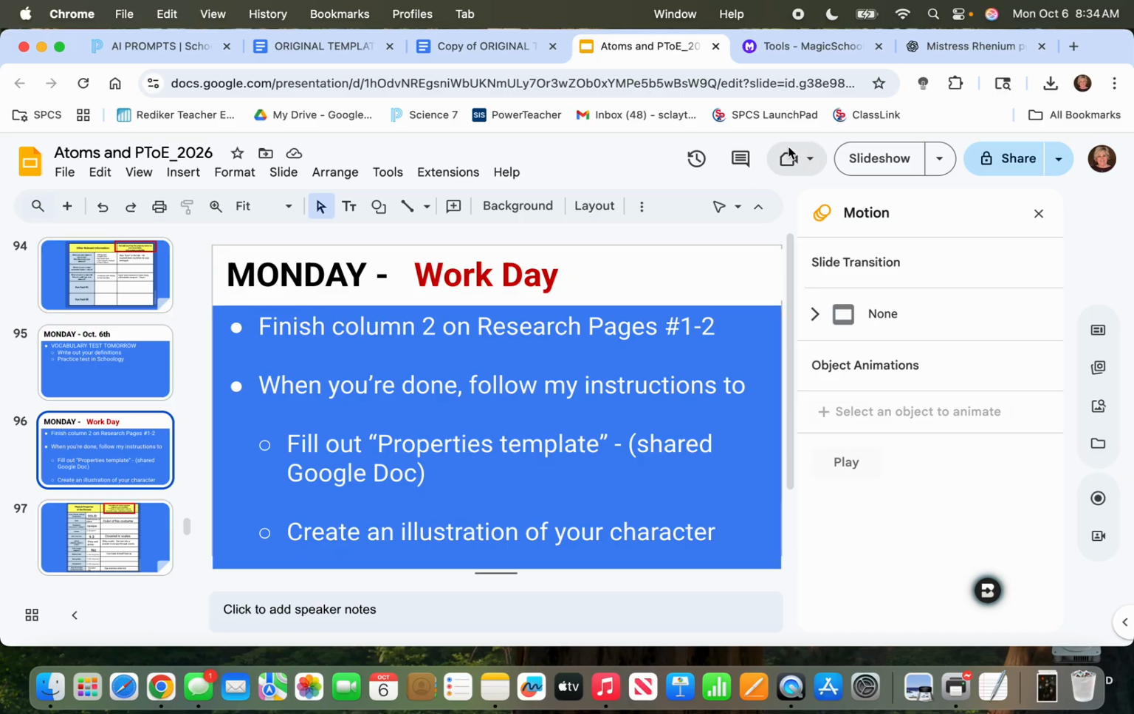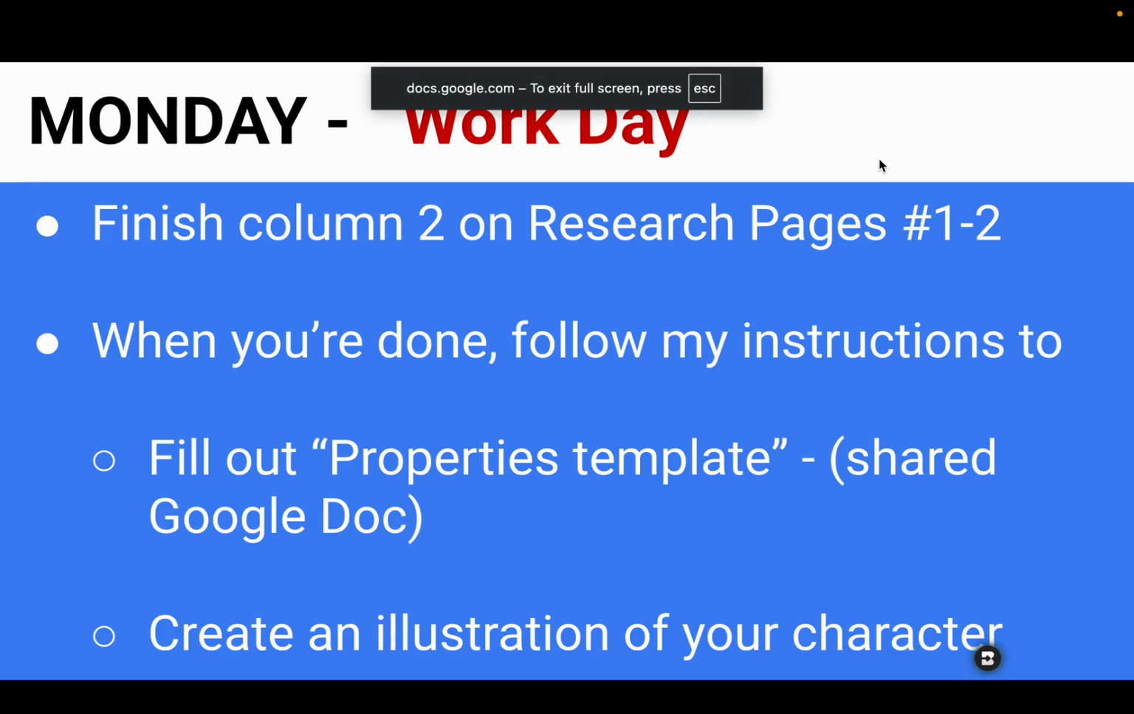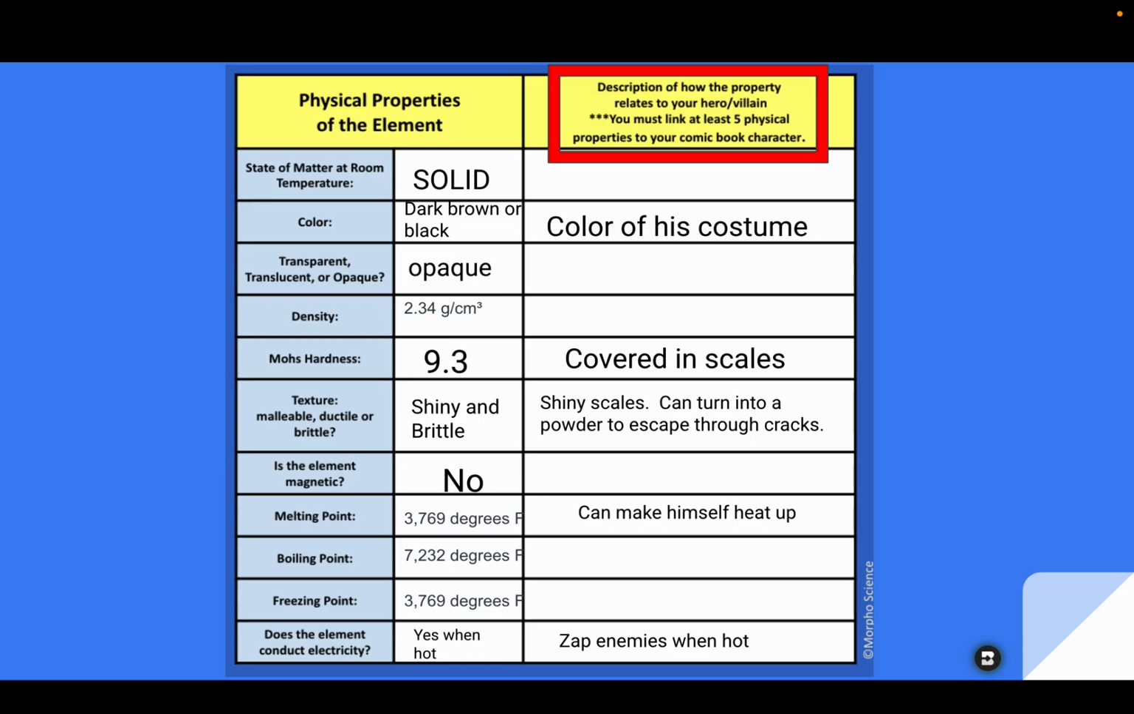And then also today, you're going to be creating an illustration of your character. We will probably have Wednesday to work on these as well. Tuesday, remember, tomorrow is your vocab test. You could work on it after your vocab test if you get done early. We'll have Wednesday. I'm hoping to have our Comic-Con on Friday of this week. So we need to hustle and get done, okay?